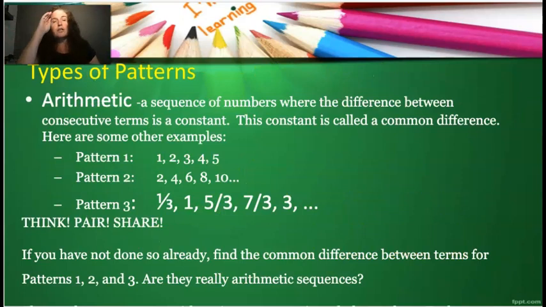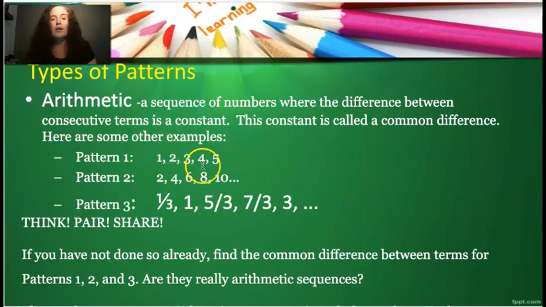So there's an arithmetic pattern that is a sequence of numbers where the difference between consecutive terms is constant. So in other words, there's a common difference. So here's some examples. Pattern 1: 1, 2, 3, 4, 5. Pattern 2: 2, 4, 6, 8, 10. Pattern 3: 1/3, 1, 5/3, 7/3, and 3. And I know a lot of you are like, ugh, fractions. We need to practice our fractions now, so when we get to the fractions unit, we can do it really easily. So take some time, make sure you find the common difference between the terms.